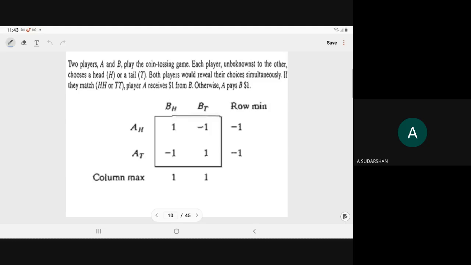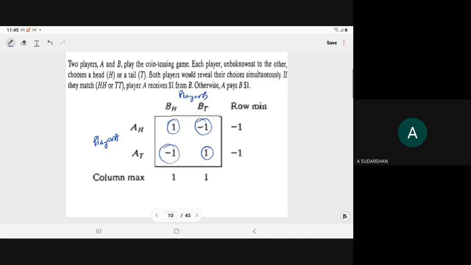If they match, head or tail, then player A receives 1 from B. If both players have the same choice, then player A will get $1. Otherwise, A pays player B $1. So player A has two alternatives, either head or tail. Player B also has two alternatives, head and tail. If both choose head and head, player A gets $1. If both choose tail and tail, player A gets $1. Otherwise, he has to pay $1 to player B, that is -1.